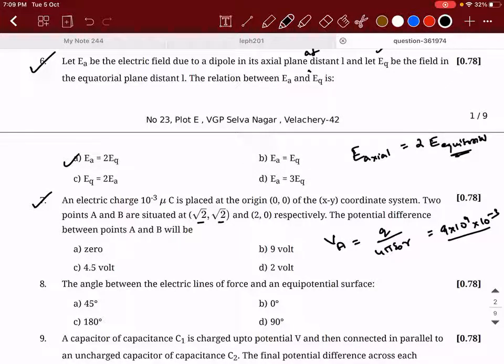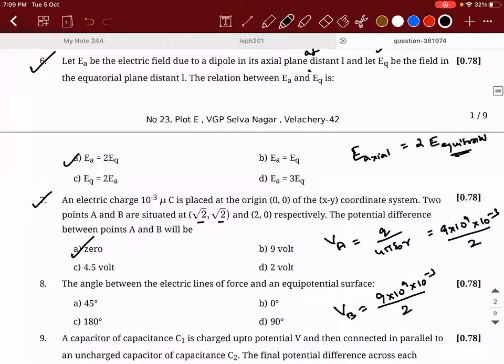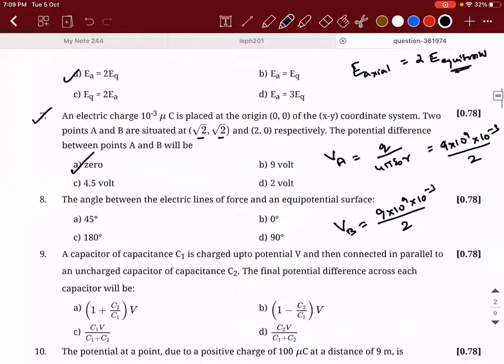Root 2 plus root 2, it is 2. Correct. So VB is how much? 9 into 10 power 9 into 10 power minus 3 divided by 2 again, I guess. So what is the answer? You need not even solve. Look at the values. See? 0, sir. That's it. Okay, they both are at the same potential.